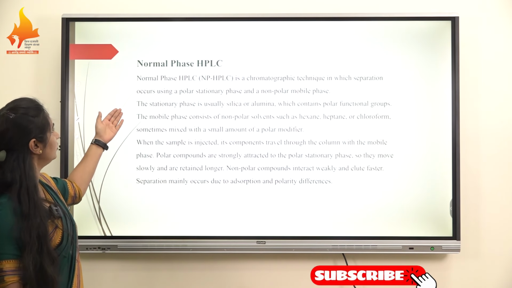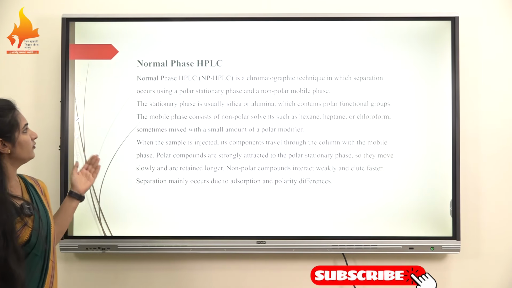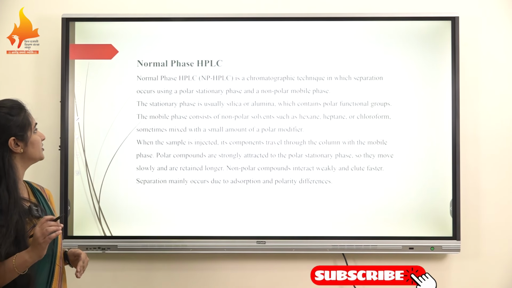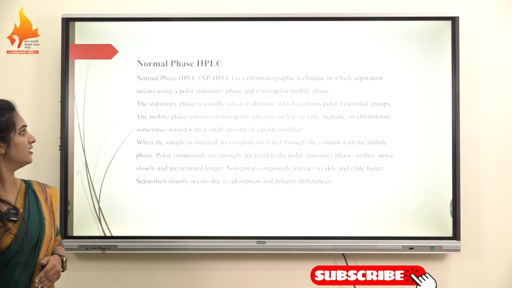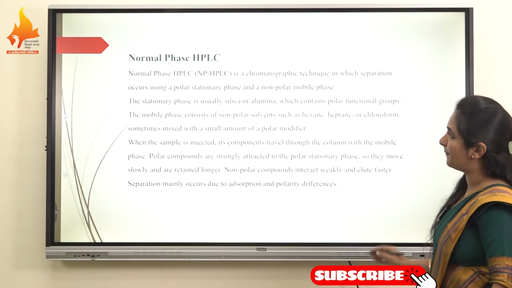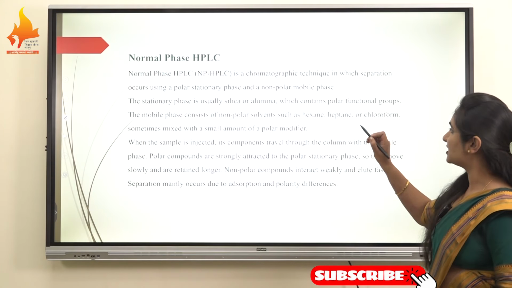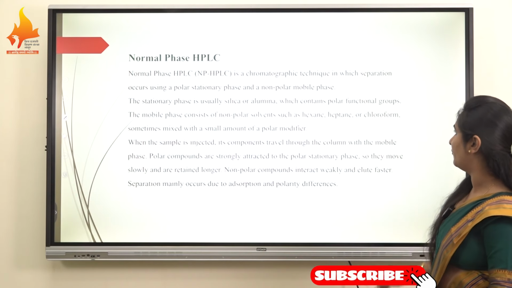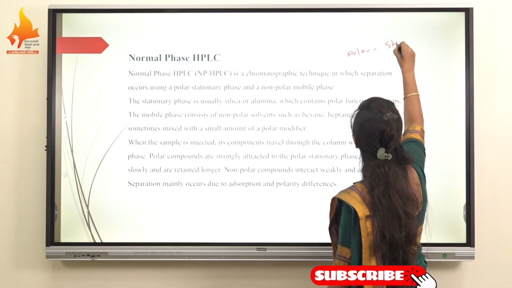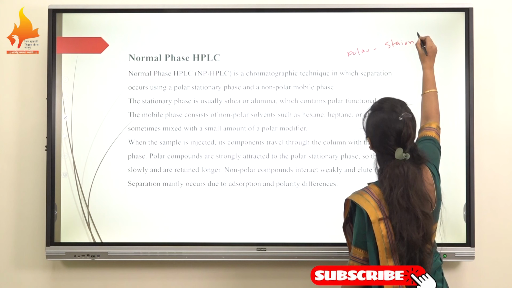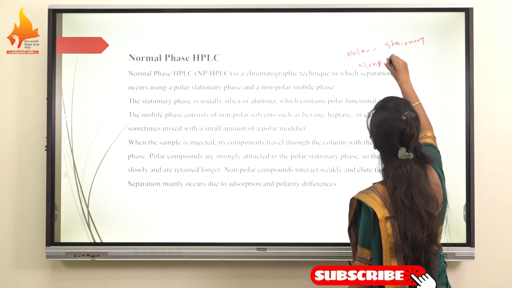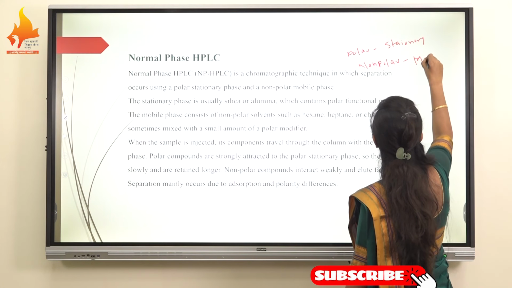Now we are going to learn about normal phase HPLC. Normal phase HPLC is a chromatographic technique in which separation occurs using a polar stationary phase and a non-polar mobile phase. Polar as the stationary phase, and non-polar as the mobile phase.